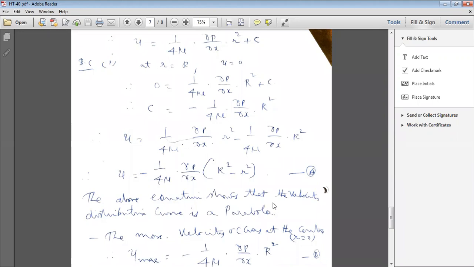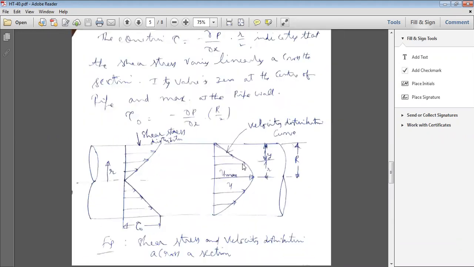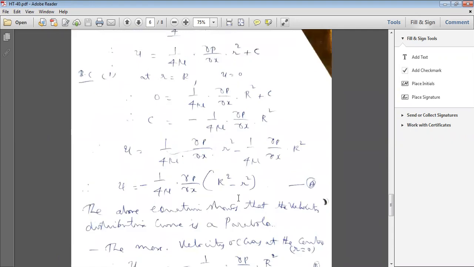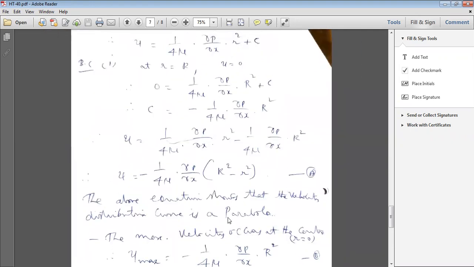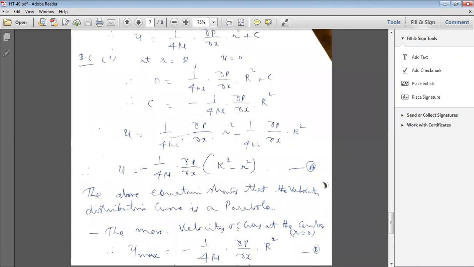So the above equation shows that the velocity distribution curve is a parabola, because of r square. If you observe, the velocity distribution curve is parabolic in nature. So at what point does the maximum velocity occur? The maximum velocity occurs at the center of the pipe here.